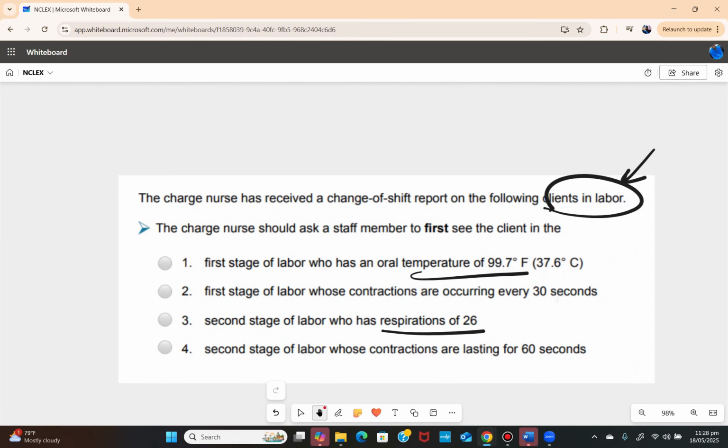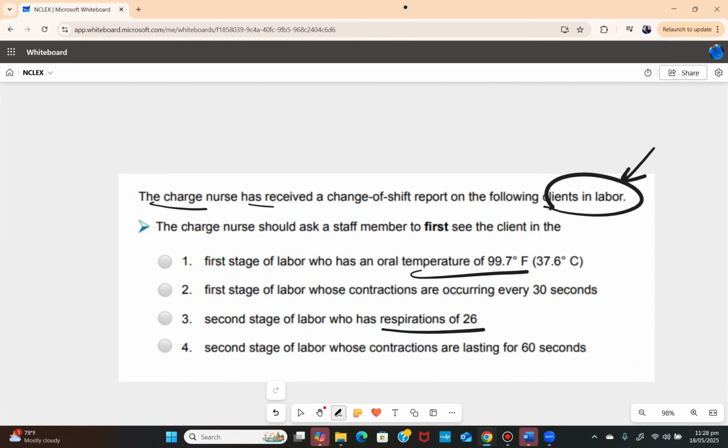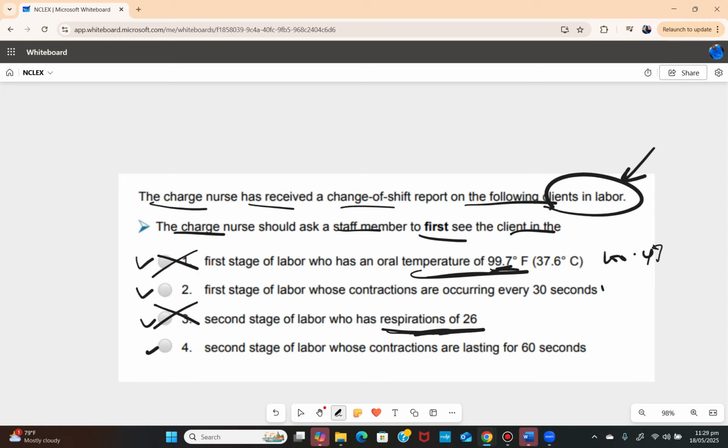Now if you look at this particular question, the NCLEX is saying the charge nurse has received a change of shift report on the following clients in labor. The charge nurse should ask a staff member to first see a client. Now, client 1, client 2, client 3, client 4, and they have vital signs. Then I ask myself, this is no more than 100.4 degrees Fahrenheit, so this patient is okay, out. Respiratory rate is expected to be high, so this patient is okay, out. So my answer will be either between this or this. So now you understand the whole concept, right?